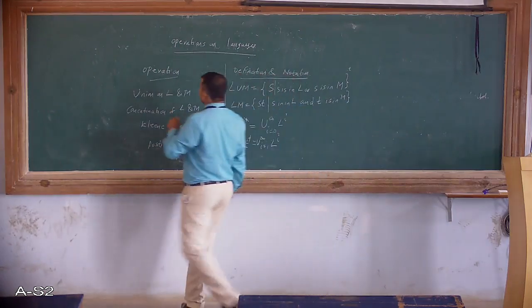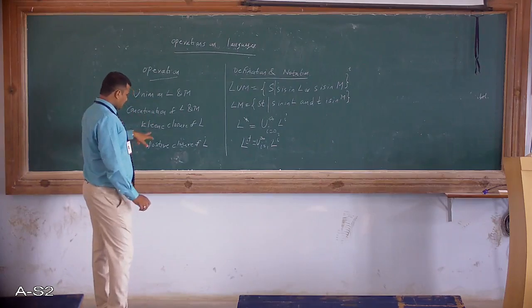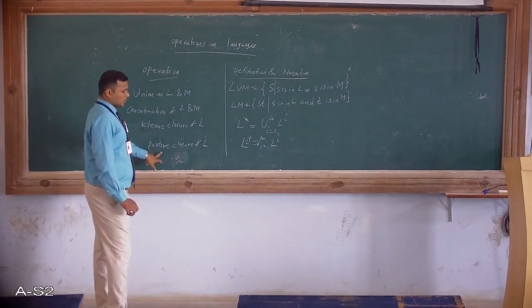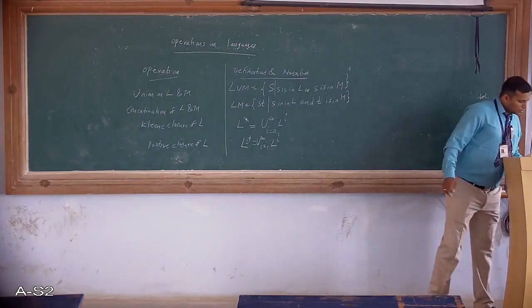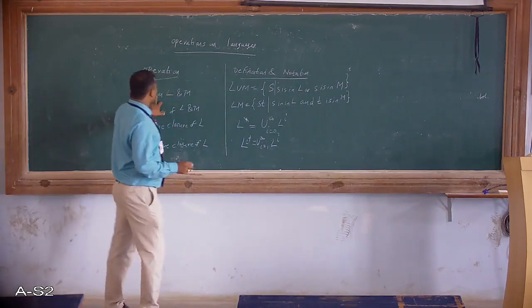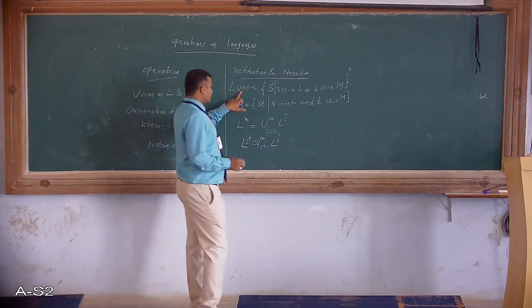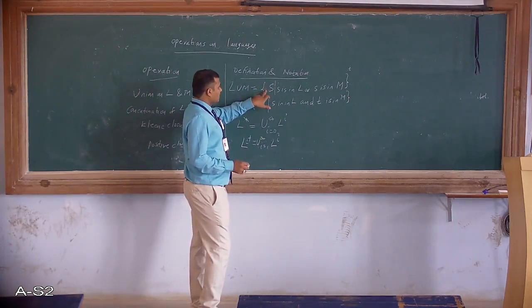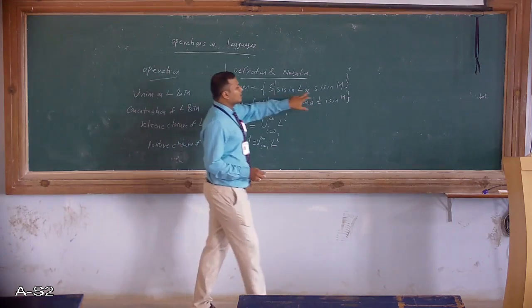The operations which are possible on languages are union, concatenation, Kleene closure and positive closure of L. Now suppose, for example, the union of two languages L and M. It will be denoted as L union M. Here the outcome of this is S. The new set of language that it is going to generate is S. In that case S is in L or S is in M.